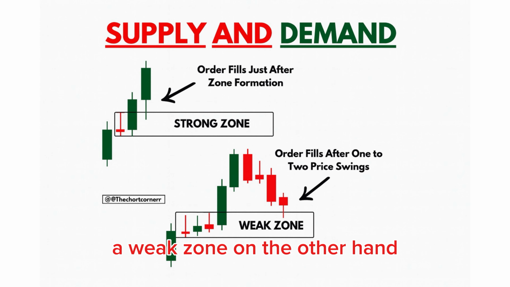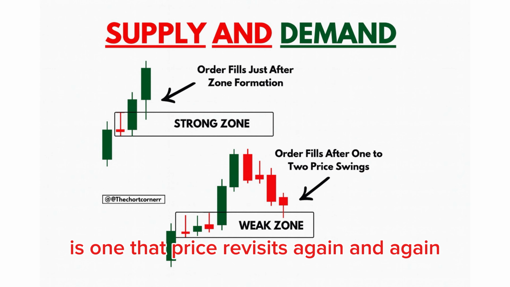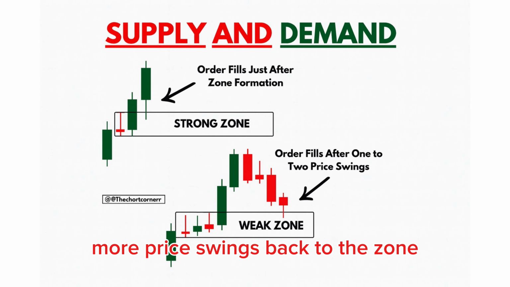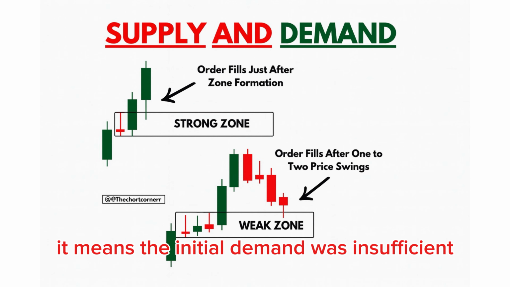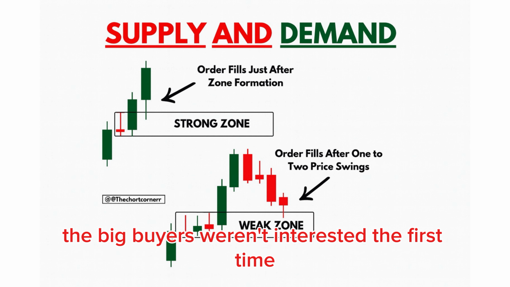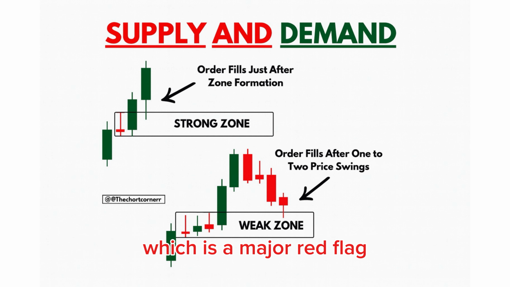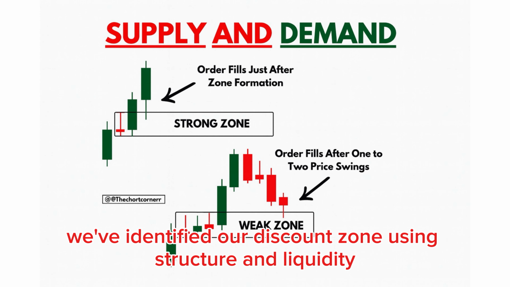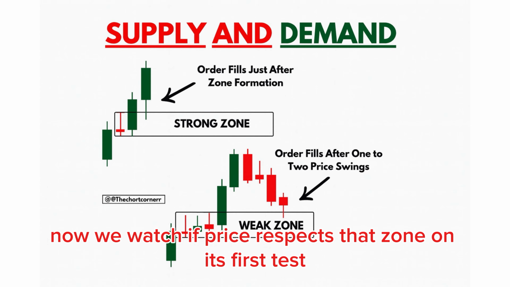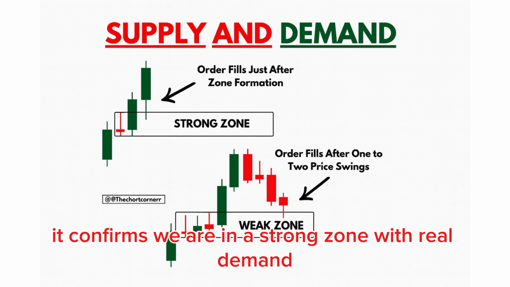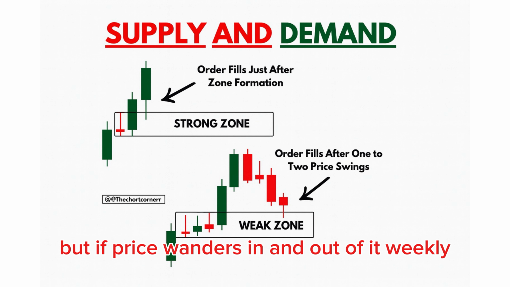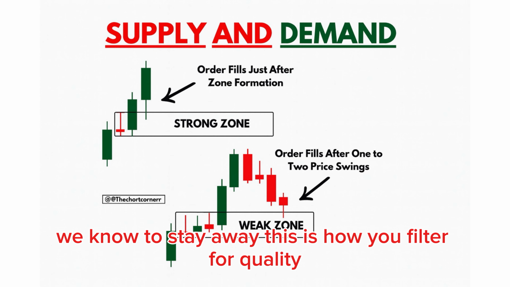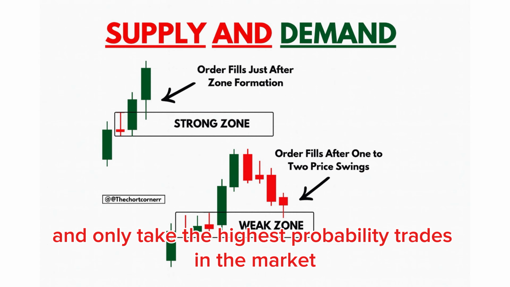A weak zone, on the other hand, is one that price revisits again and again. If order fills only happen after one or two more price swings back to the zone, it means the initial demand was insufficient. The big buyers weren't interested the first time, which is a major red flag. So, how do we use this? It's our final confirmation. We've identified our discount zone using structure and liquidity. Now we watch. If price respects that zone on its first test, that's our green light. It confirms we are in a strong zone with real demand. But if price wanders in and out of it weakly, we know to stay away. This is how you filter for quality and only take the highest probability trades in the market.